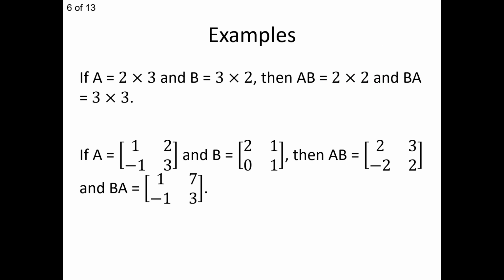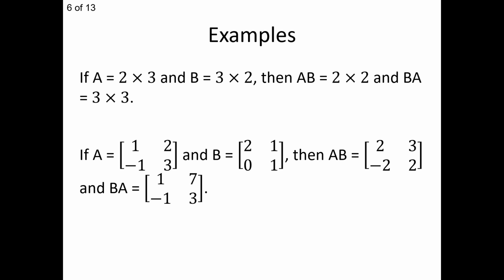All right, let's take a look at some examples, just following through with what happens if we look at BA. So here's the first one. If A is a 2 by 3 and B is a 3 by 2, that means AB is a 2 by 2 matrix, but BA is a 3 by 3 matrix. We see that the order we multiply in actually changes the dimension. And again, we'll be interpreting what these dimensions do later on.